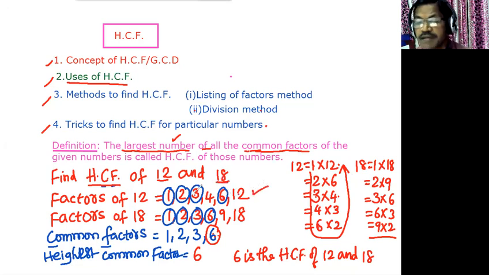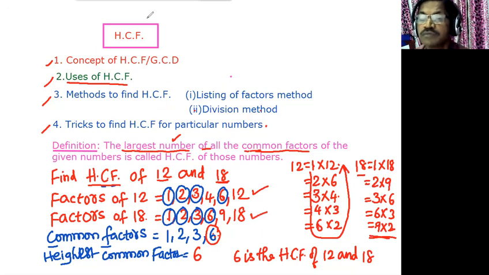Now take 18, factors of 18. 1 times 18 is 18, 2 times 9 is 18, 3 times 6 is 18, 4 does not divide 18, 5 does not divide 18, 6 times 3 is 18, 9 times 2 is 18, 7 and 8 do not divide. Let us stop. Now take all of the factors of 18 here. So 1, 2, 3, 6, 9 and 18 are the factors of 18.